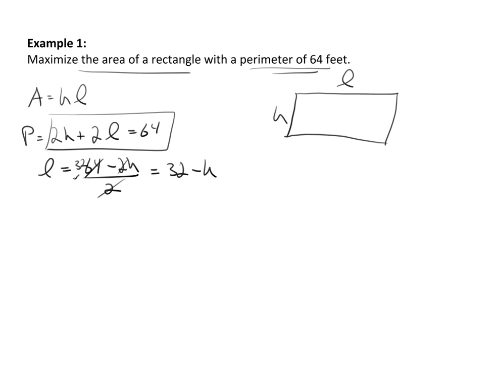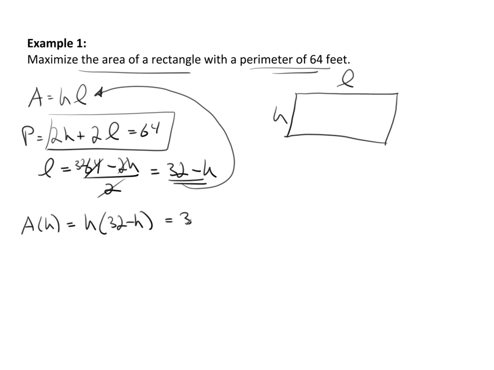This is now L. So I can take that L and substitute it in for my area. When I do, I get area, which is now a function of H, is going to be H times L, but L is 32 minus H. So there's my function of H. And I'm going to write this as 32H minus H squared.